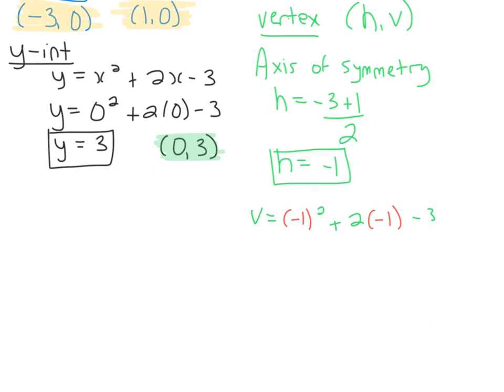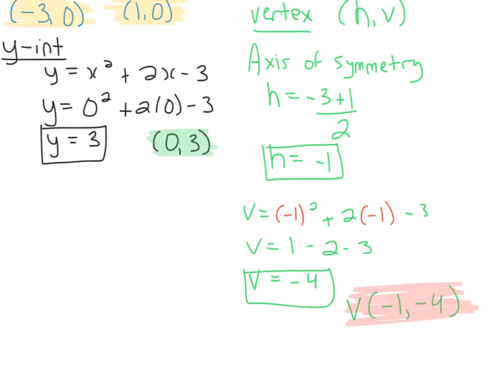Next, to find the v value, or the y value of your vertex, I'm going to sub in our x value of -1 into the quadratic equation. So where x is now -1. So now when I simplify that, I get 1 minus 2 minus 3, which simplifies to v equals -4. So my vertex has the coordinates -1, -4.